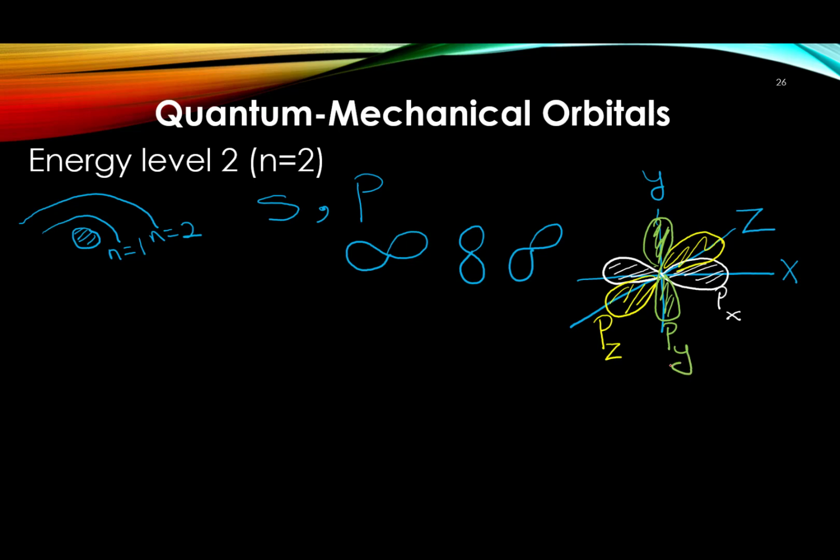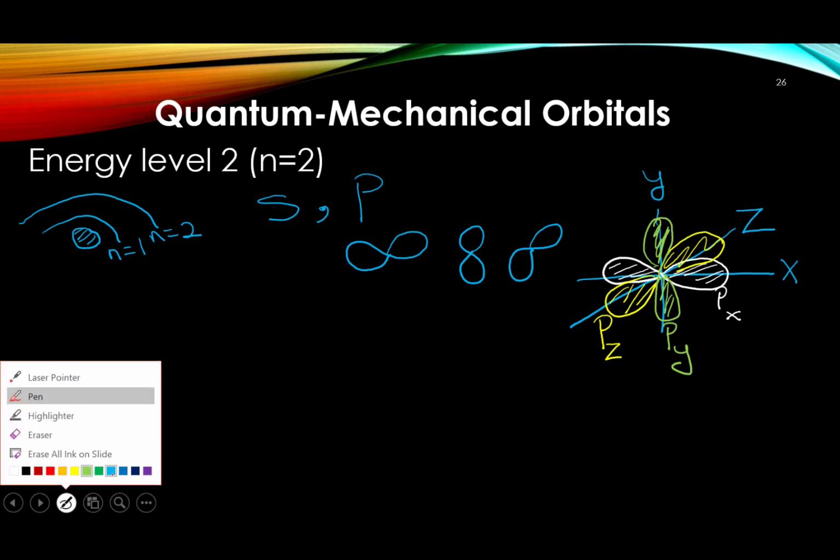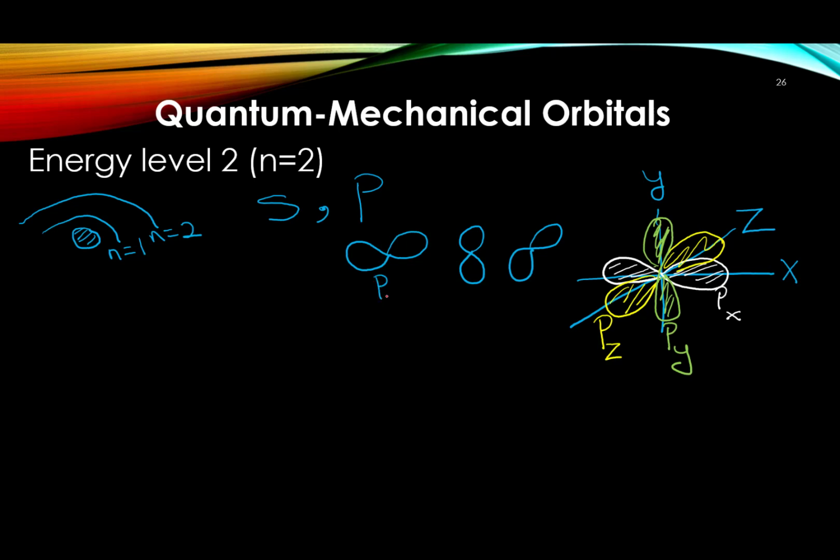Okay, then if we have px, py, pz, if it sits on the x-axis, it's px. If it sits on the y-axis, it's py. If it sits on the z-axis, it's pz.